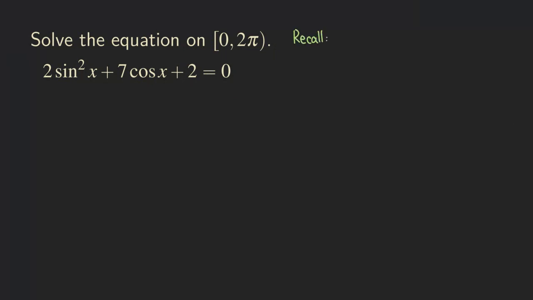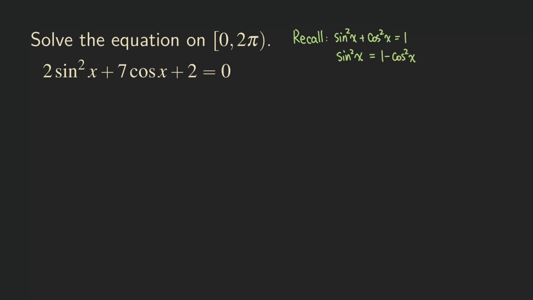So let's write it down for now. Let's recall that sine square x plus cosine square x is equal to 1. And if we want to replace this sine square x, we can just solve for sine square x right here. So we subtract the cosine square x from both sides of the equation. We are getting 1 minus cosine square x. So that means we can replace this sine square x by this 1 minus cosine square x.